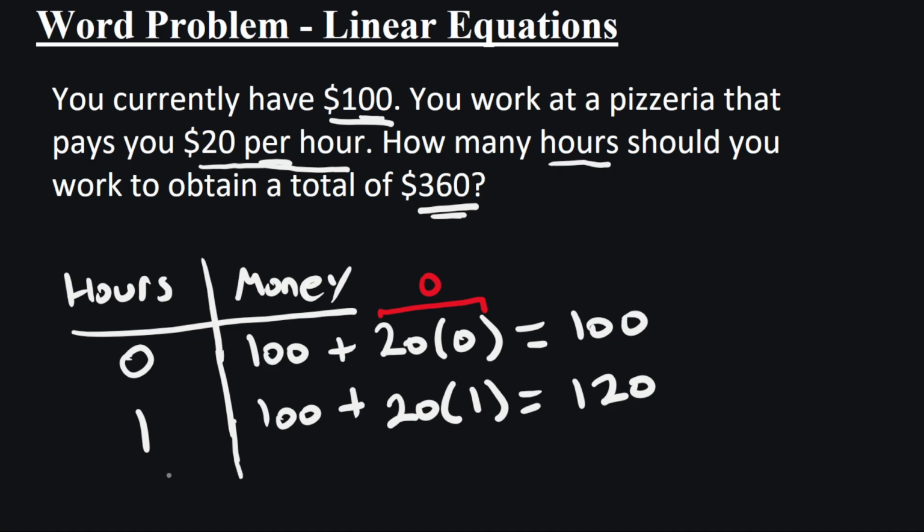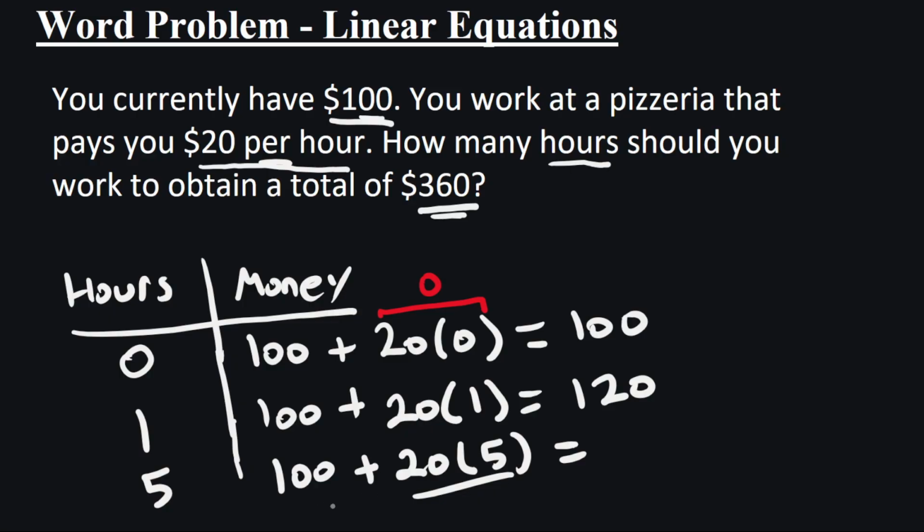Okay, let's do it again. Let's say 5 hours. How much money would we have if we worked 5 hours? Again, $100 is what we started with, plus, on top of that, 20 times how many hours we worked, which is 5. So 20 times 5 is 100. Therefore, 100 plus 100 is 200. So if we worked 5 hours, we would have $200. And we could keep going until we get to $360.